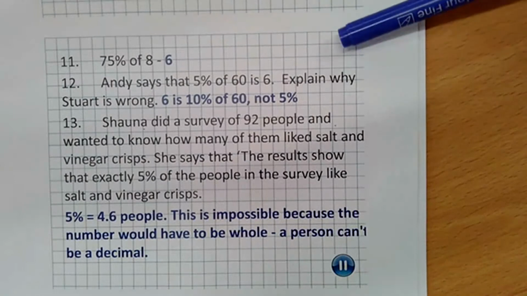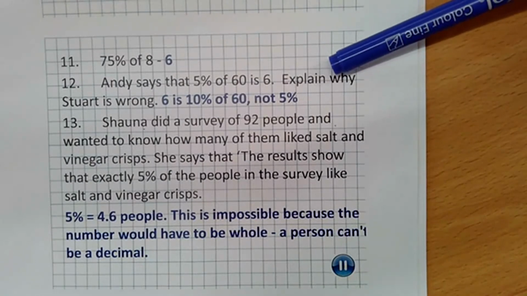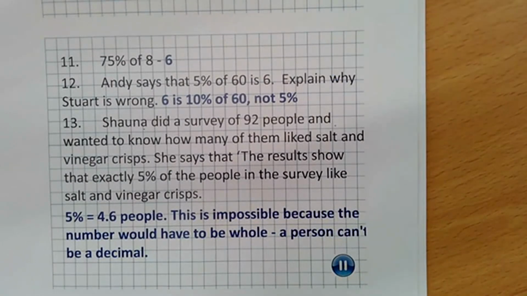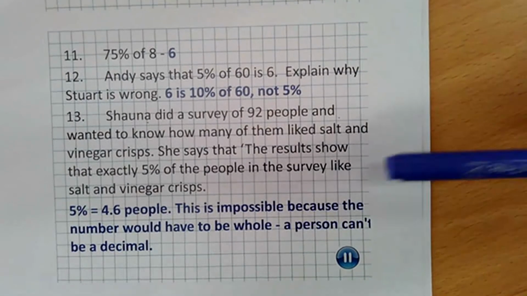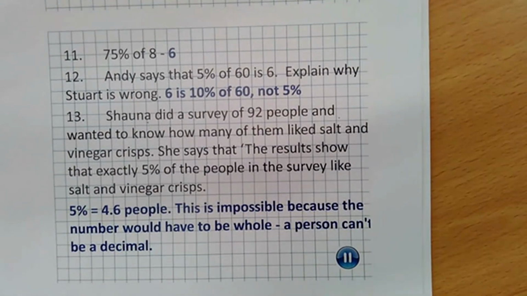Number 12, 6 is 10% of 60, not 5%. And number 13, 5% is 4.6, but we can't have 4.6 people. We can either have 4 people or we can either have 5 people. So it's an impossible number. You need a whole number and a person can't be a decimal.